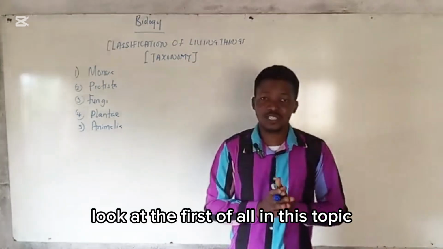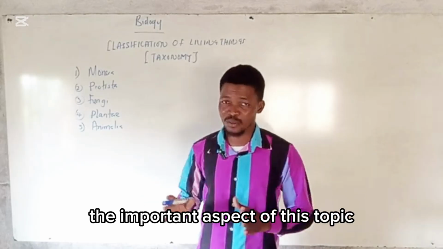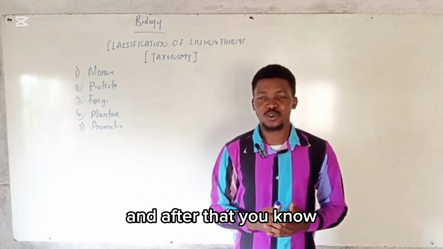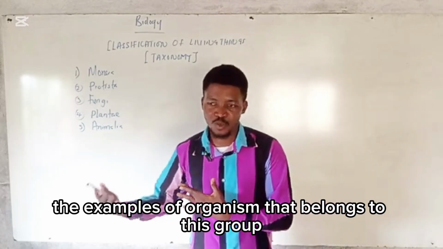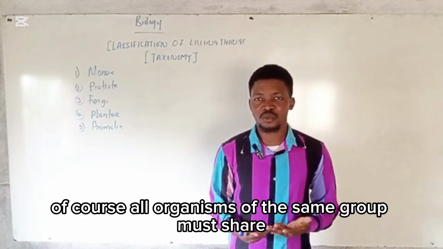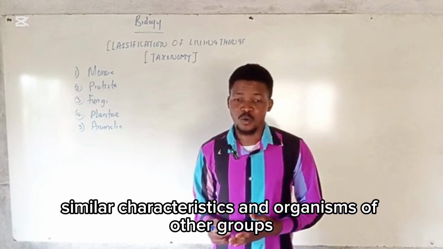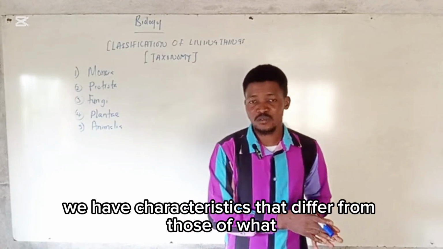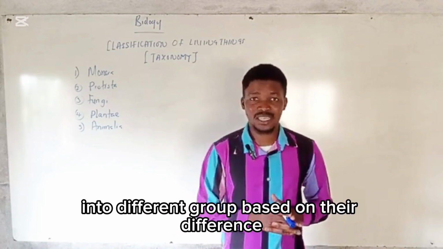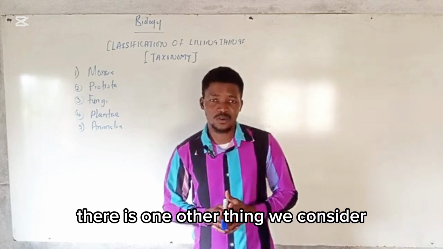In this topic, what we are to note, or the important aspect of this topic, is first of all to know the different groups, and after that, the examples of organisms that belong to each group and their difference in characteristics. Of course, all organisms of the same group must share similar characteristics, and organisms of other groups have characteristics that differ from those of what? Other groups. So living things are classified into different groups based on their difference in what? In characteristics.